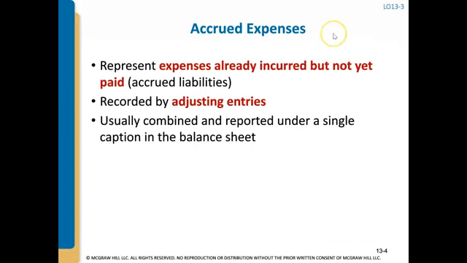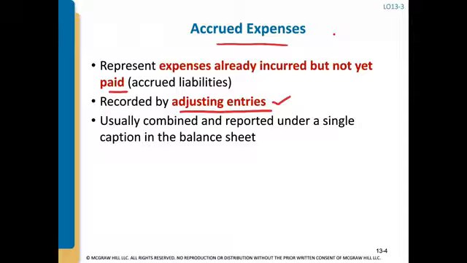So let's get into accrued expenses, which is one type of current liability. Accrued expenses are expenses that are already incurred but not yet paid. So they have to be recorded as a liability on the balance sheet because the corporation owes them but has not paid them yet. Accrued expenses are recorded via what's called adjusting entries.